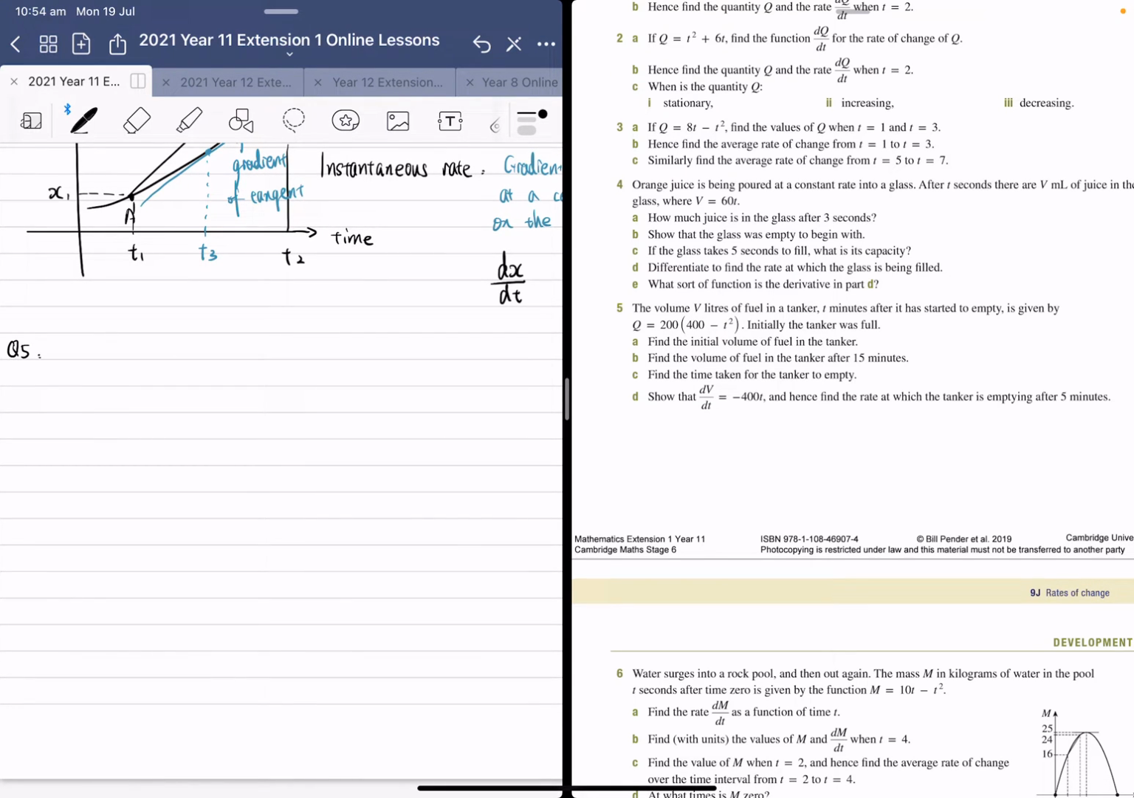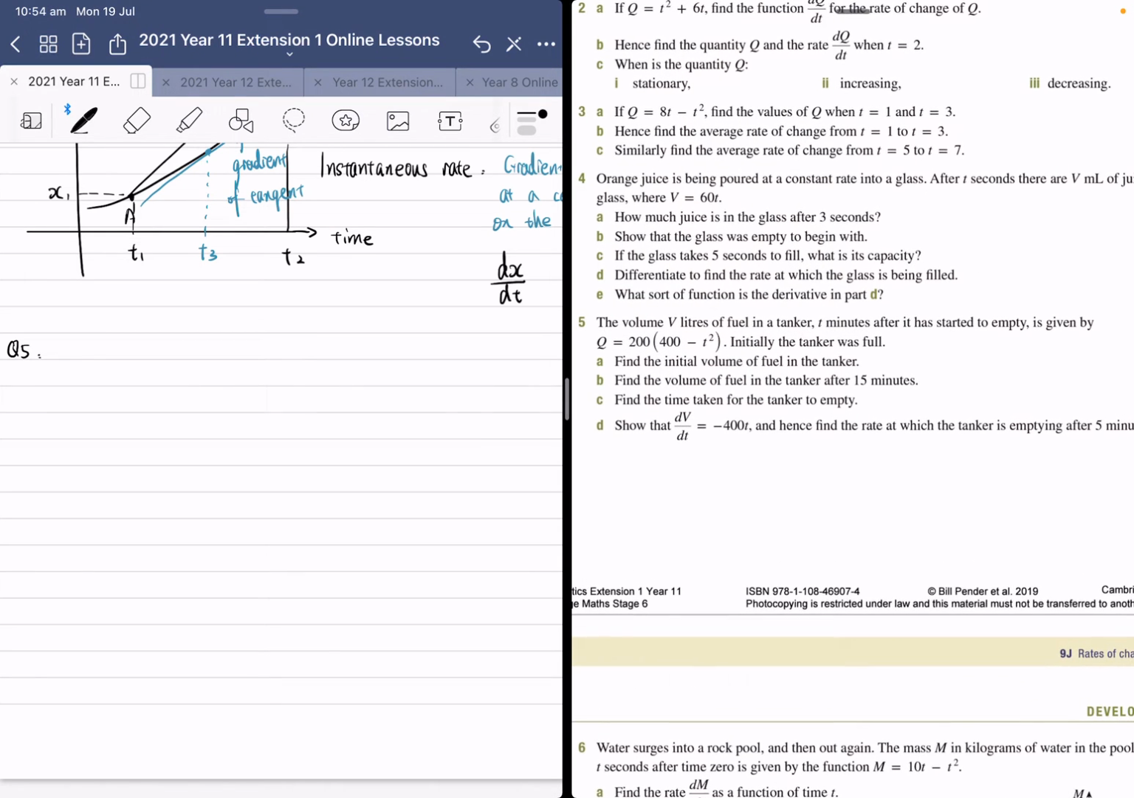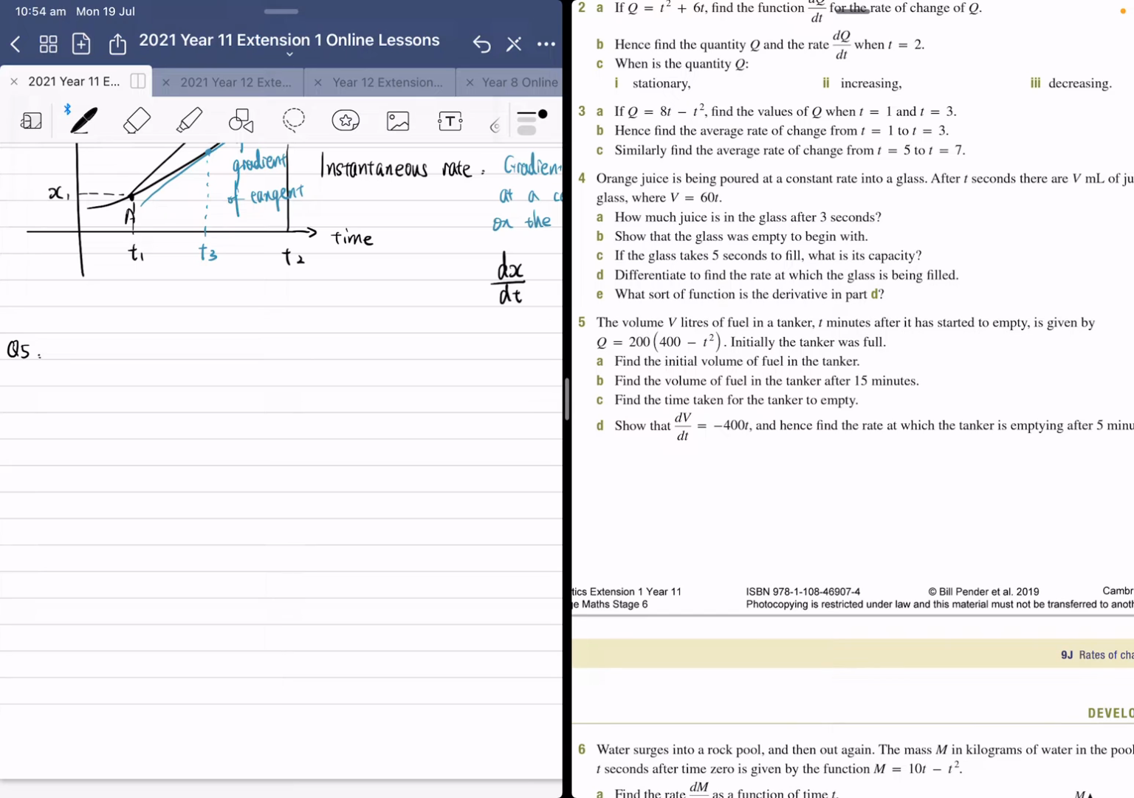Right, so question 5 says the volume V liters of fuel in a tanker, T minutes after it has started to empty, is given by this formula. So we'll write on the formula. The volume is equal to 200 times 400 minus T squared. Initially, the tanker was full.